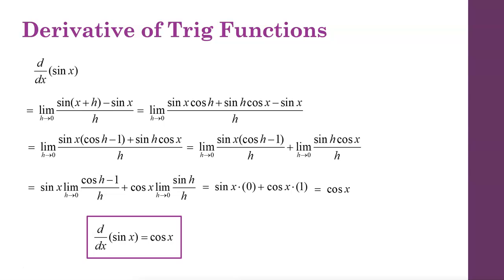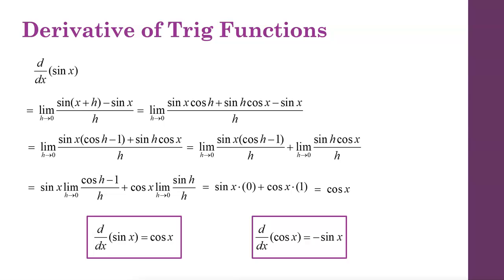And then we can do something similar to derive the derivative for cosine of x. Apply the formula for cosine of x plus h. That formula is cosine of x cosine of h minus sine of x sine of h. So when we do the same process, you end up with an extra negative in there, and the derivative of cosine of x is going to end up being negative sine of x.